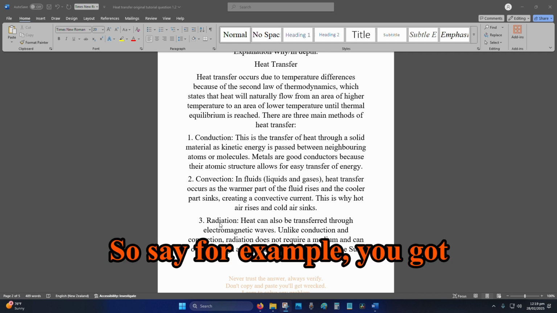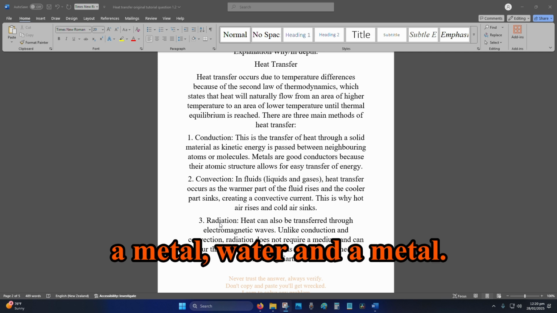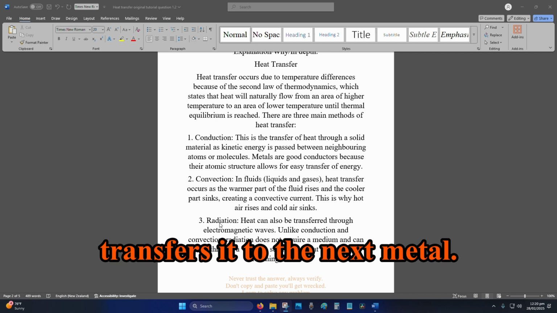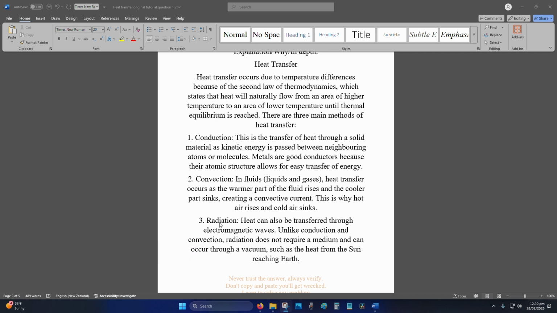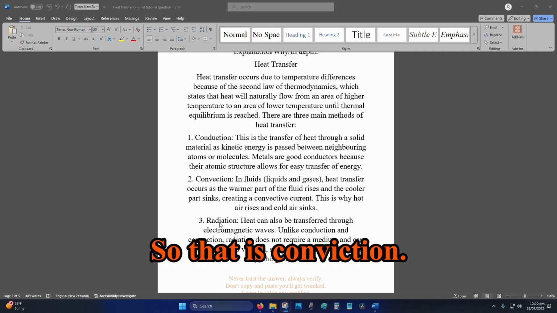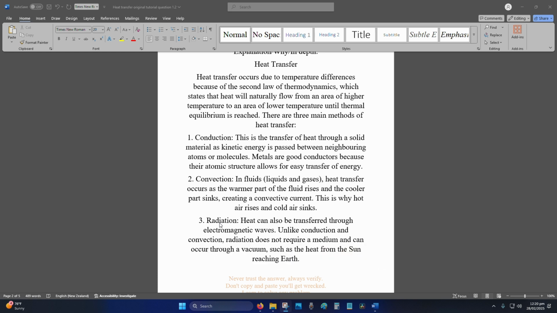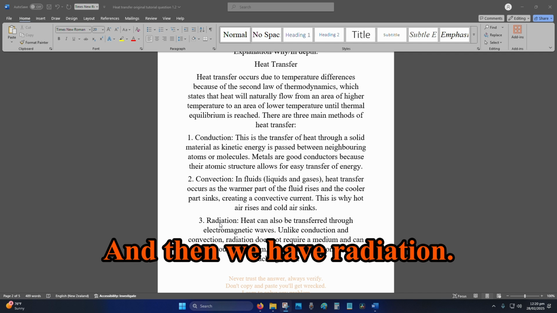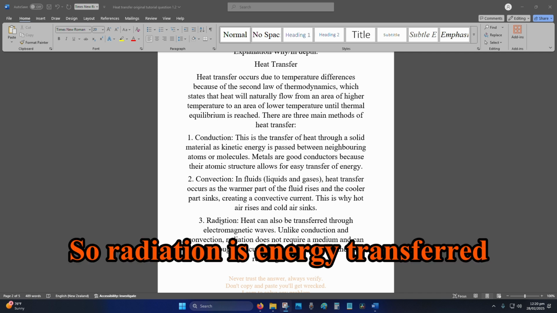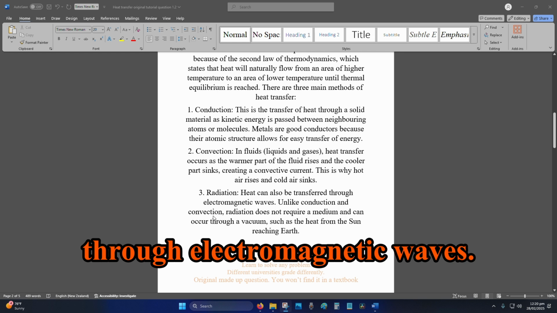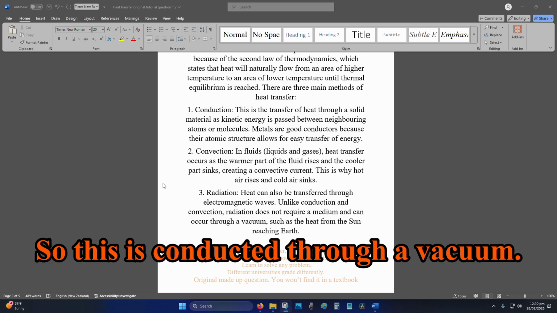So say for example you've got a metal, water, and a metal. The hot metal transfers it to the water, and then the water transfers it to the next metal. So that is convection. It's mainly in fluids, so liquids or gas. And then we have radiation. Radiation is energy transferred through electromagnetic waves. So this is conducted through a vacuum.